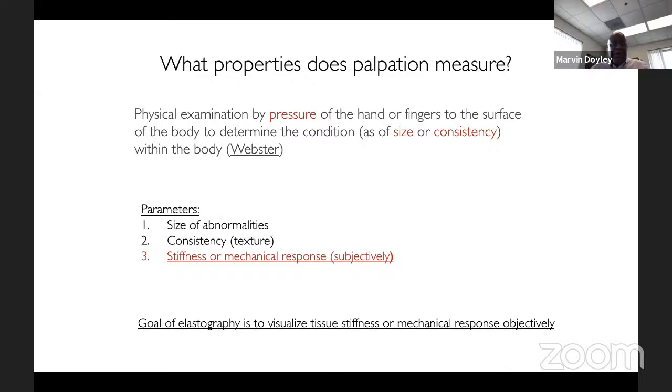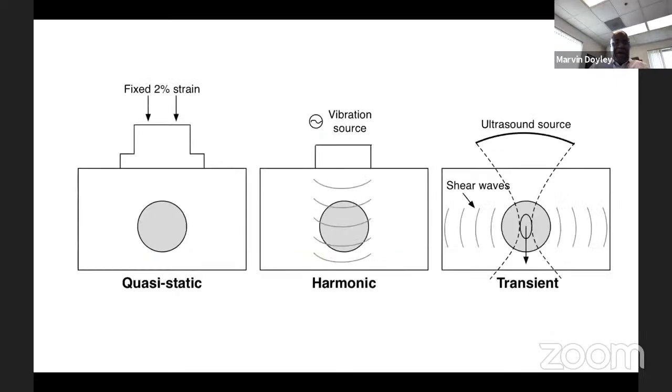So the goal of elastography really focuses on this third thing. What we're going to try to do here is to visualize tissue stiffness, or visualize the mechanical response of the tumor. And we're going to do that in response to some kind of force or some kind of mechanical stimulation which we can apply to that tissue. All right.